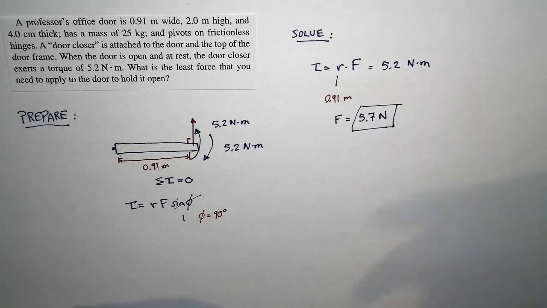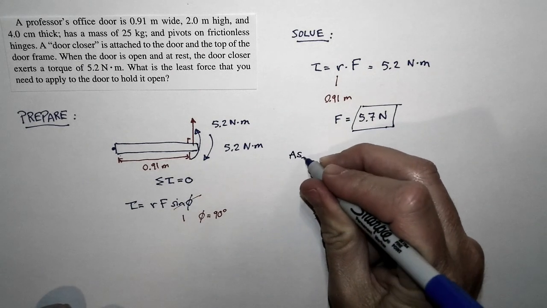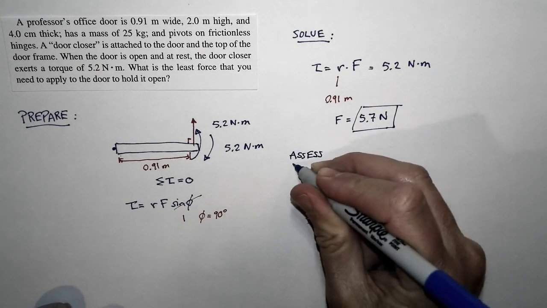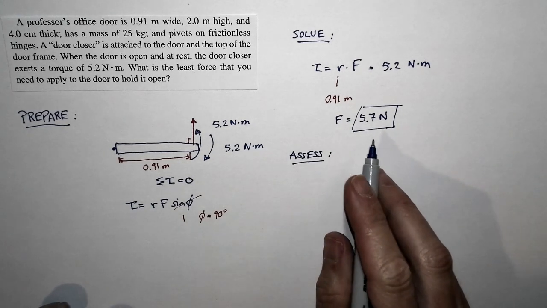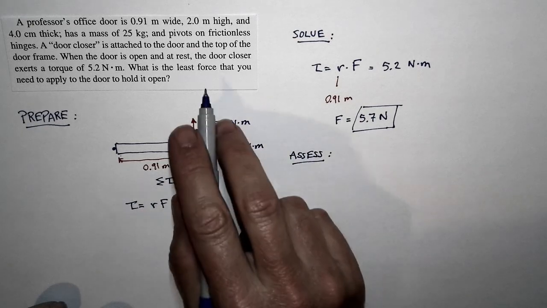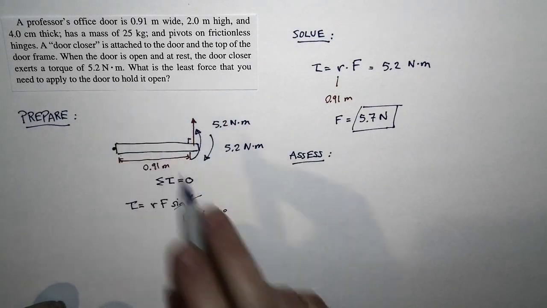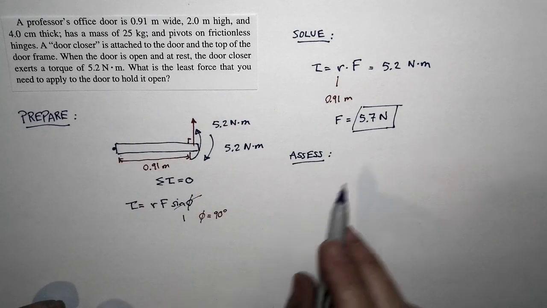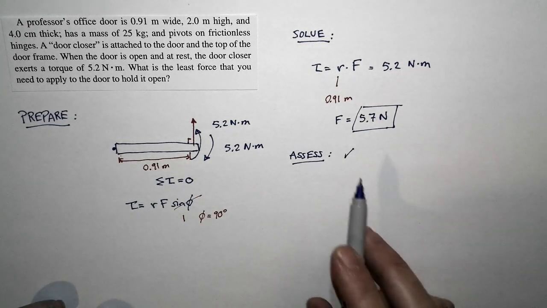Now I'm going to notice a couple of things about this solution. First off, let's assess by thinking about the reasonableness of the solution. Okay, 5.7 newtons is a bit more than 1 pound. And a bit more than 1 pound seems like a reasonable force to apply to keep a door open if the door closer is not particularly vigorous. So that number matches our expectation of the way the world works.